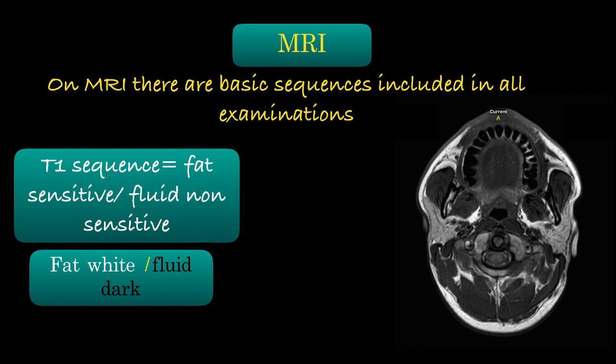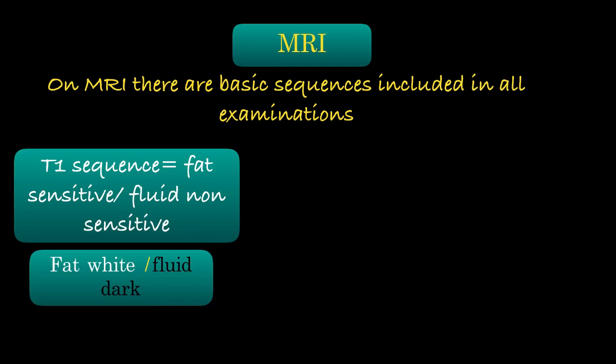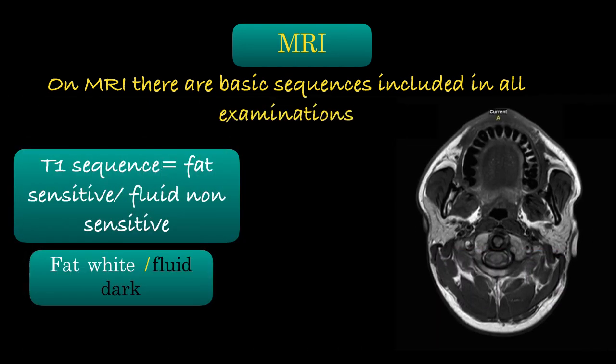And here we should look at the cerebrospinal fluid, and you can see that it is dark or black around the spinal cord. Okay, and this means that water is dark in this sequence.